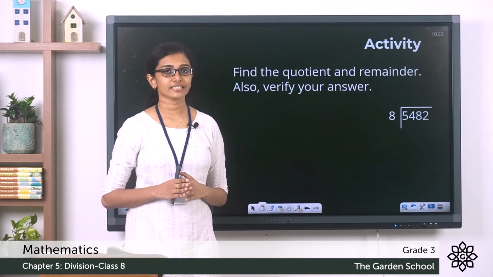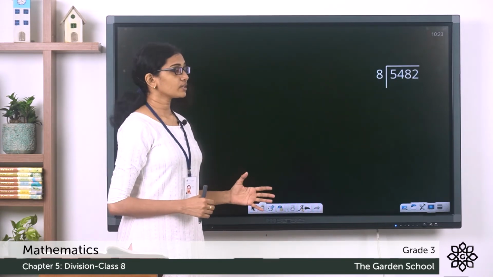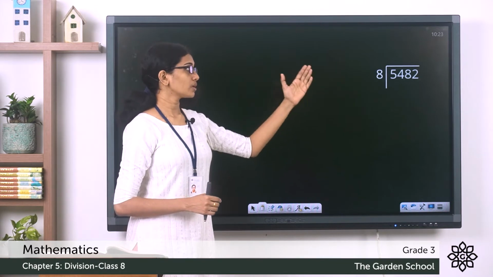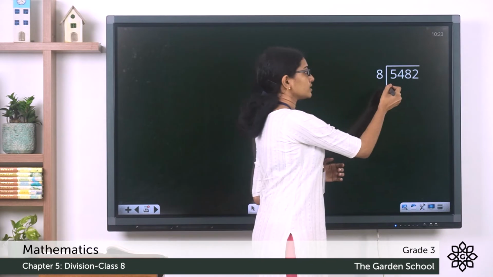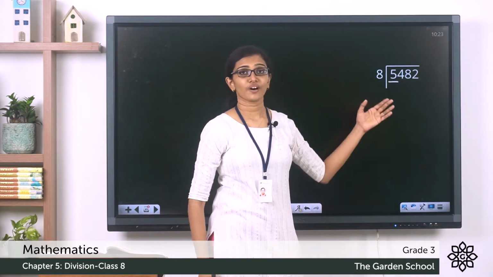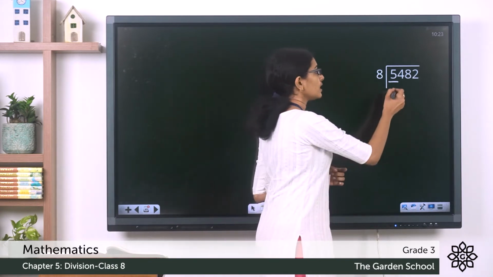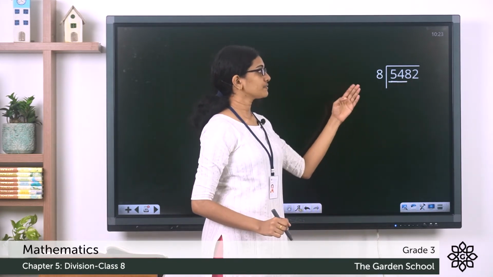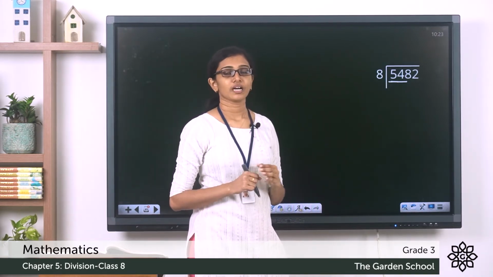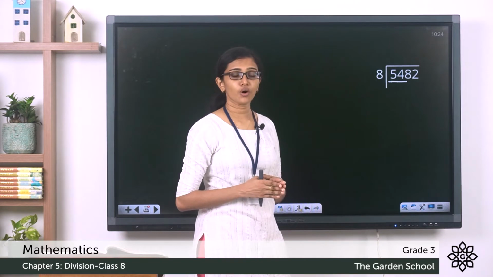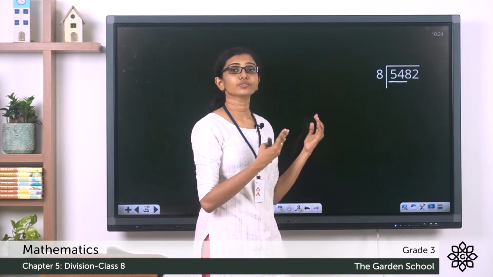Hope you are done with that question. Now, let's see how we can solve this one. It is 5482 divided by the divisor 8. Let's solve this. Consider the first digit of the dividend, which is 5. We cannot do 5 divided by 8. So let's consider the next digit as well. It is 54. Now 54 divided by 8. And how many 8s will go in 54? Please recite the table of 8. 8 1s are 8. 8 2s are 16.